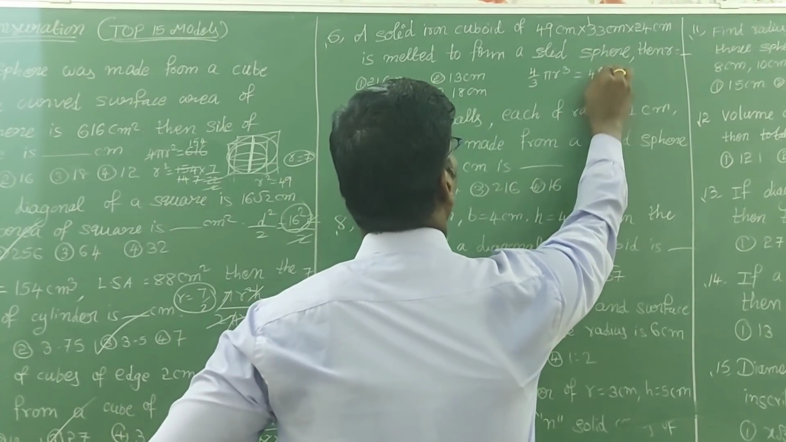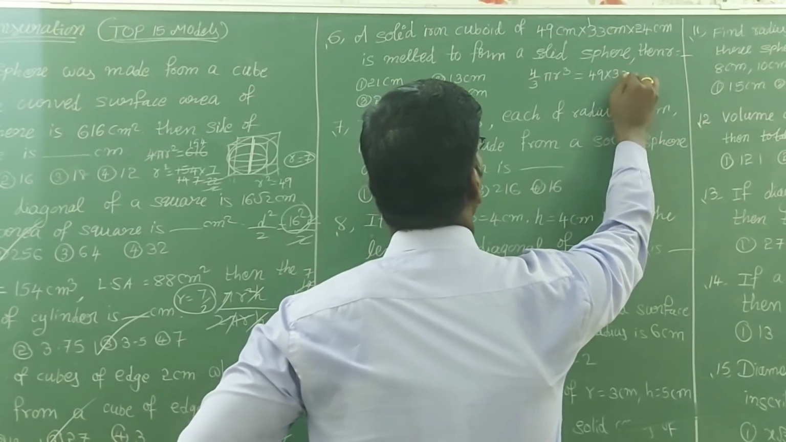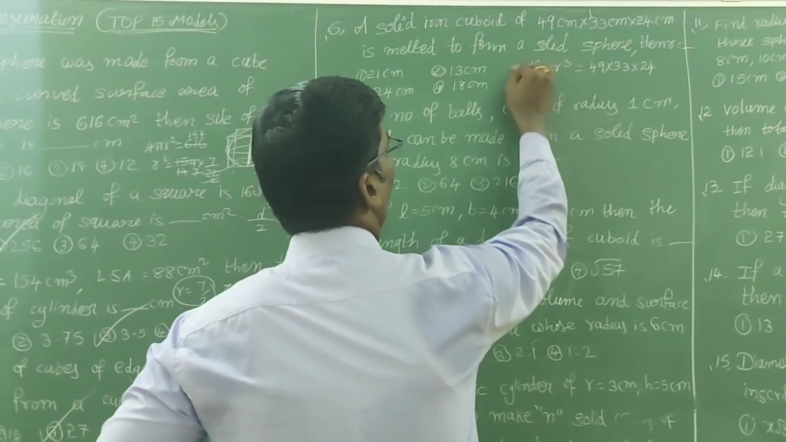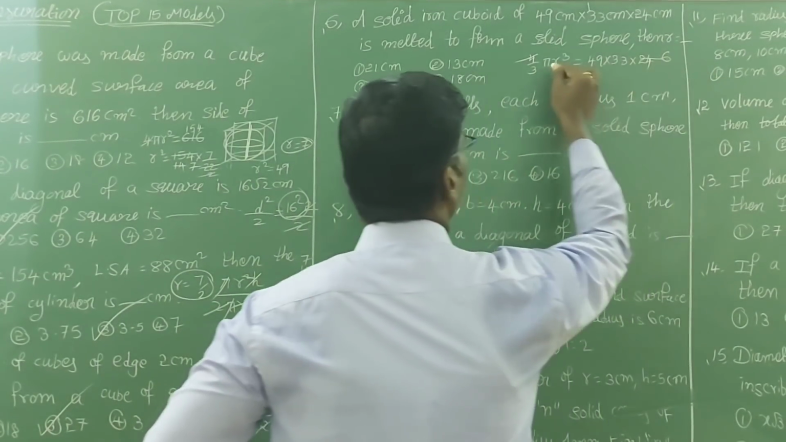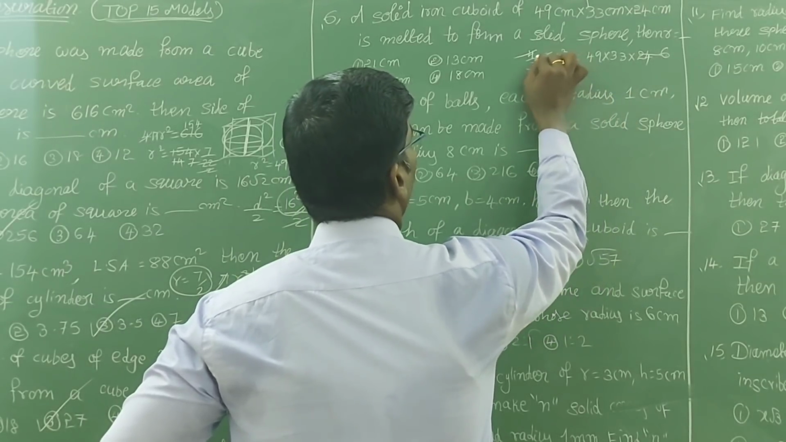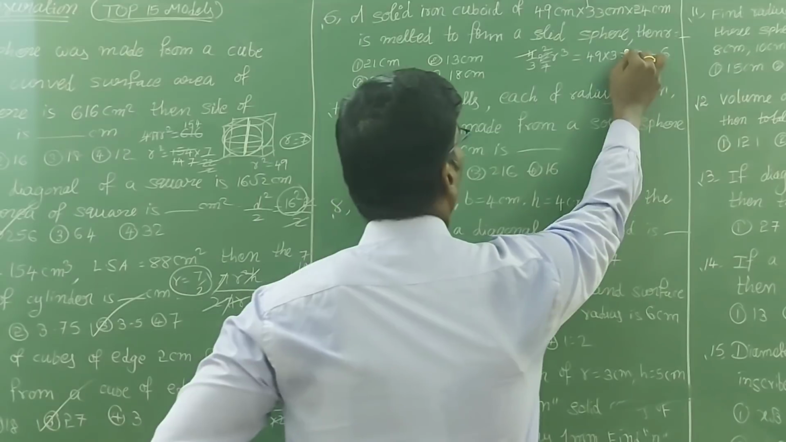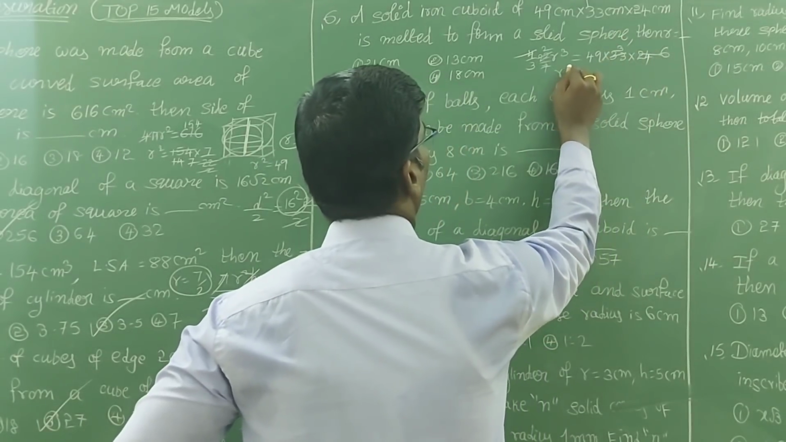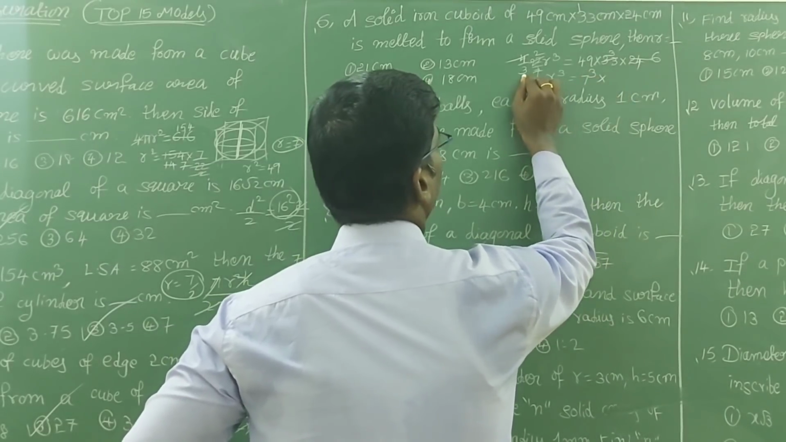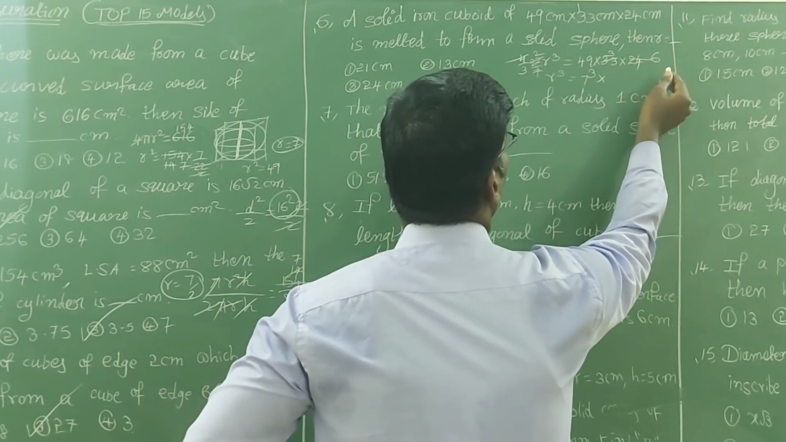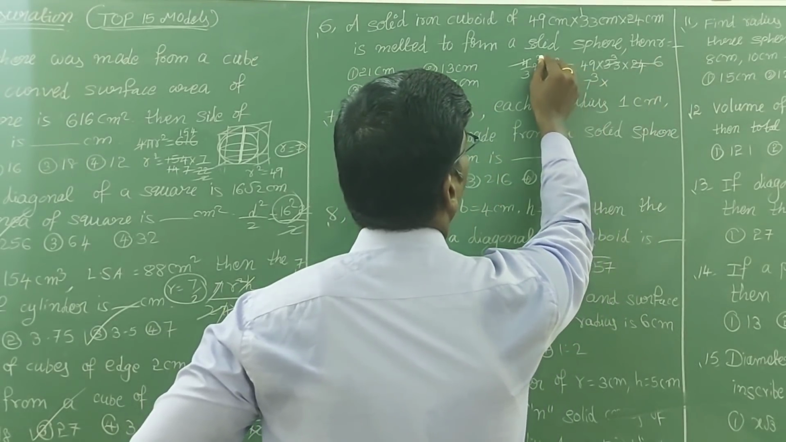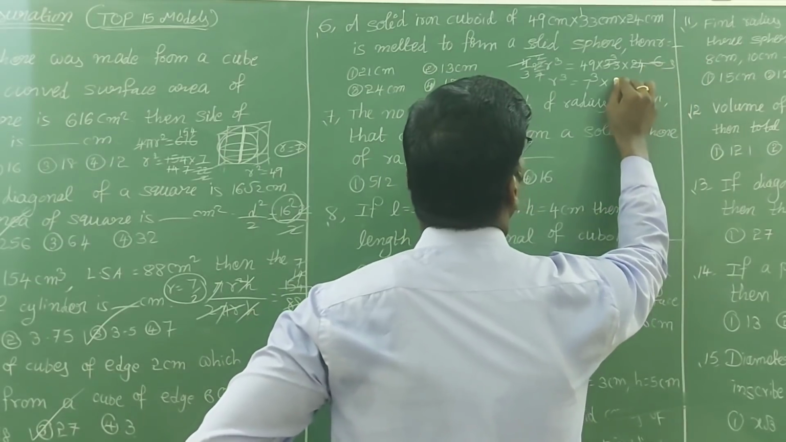So that is equal to 49 into 33 into 24. Now cancel everything, you will get the answer. 4 1s are 4, 4 6s are 24. Here 22 by 7. 11 2s are 22, 11 3s are 33. Next, so r cube is equal to 7 into 49, that is 7 cube, and 3 into 3, and 2 cancel, so 2 3s are again 3 cube.